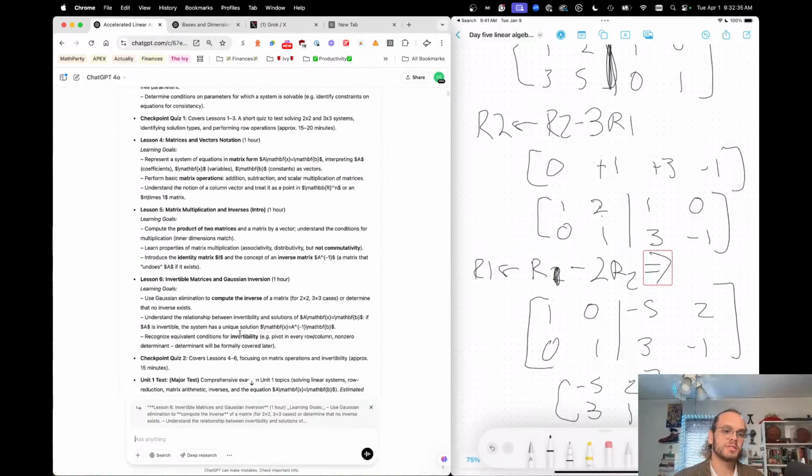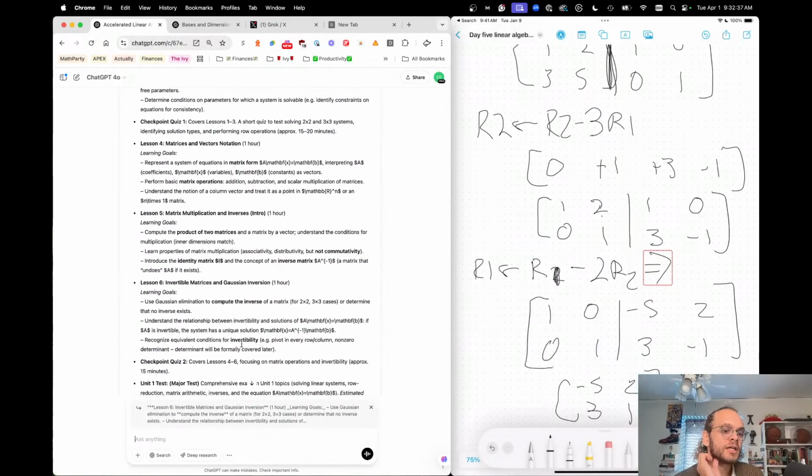So let me just see here. I got lesson 6. Then we got a checkpoint and a major test coming up. So before that major test, I probably will want to review all my notes, screenshot the important stuff, review that, and then I'll take the test. That might be a slightly longer lesson. I'm trying to stick to an hour a day.